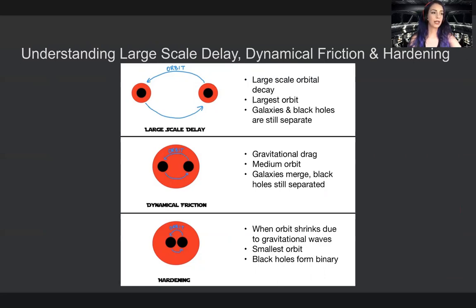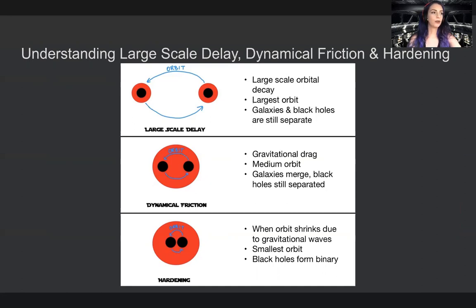Dynamical friction, sometimes called gravitational drag, has a medium-sized orbit and is the loss of momentum and kinetic energy of moving bodies through gravitational interactions with surrounding matter in space. This is important during the middle of the in-spiral process and not efficient when black holes are far apart. During the dynamical friction stage, the galaxies merge, but the black holes are still orbiting each other.